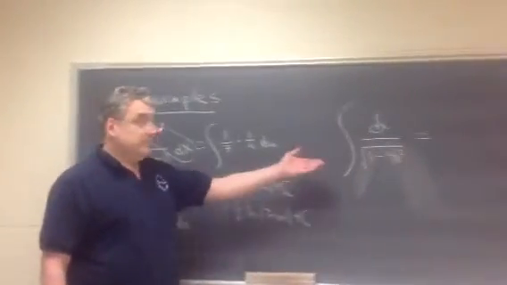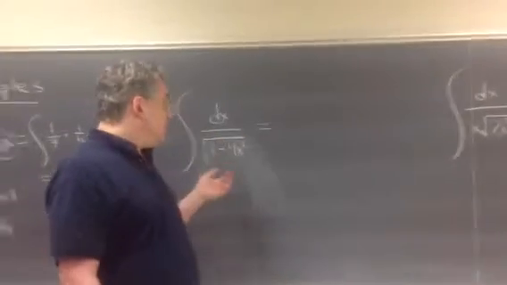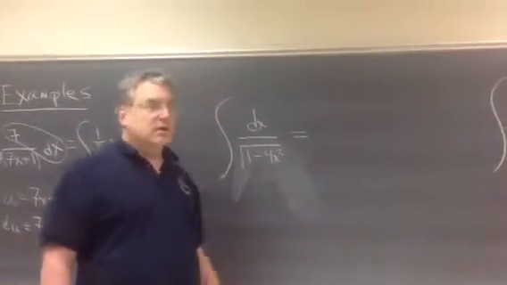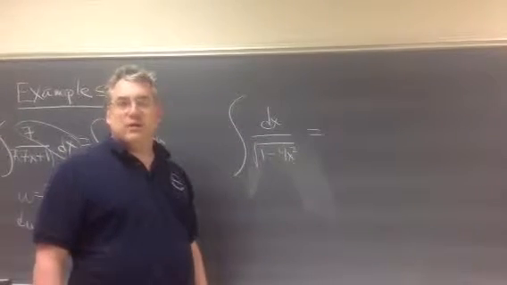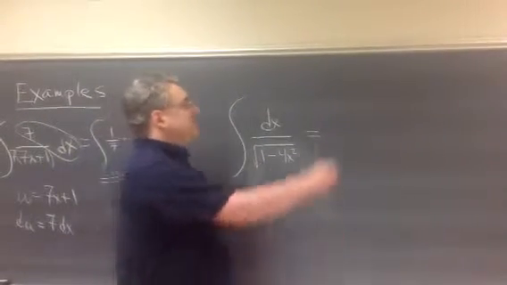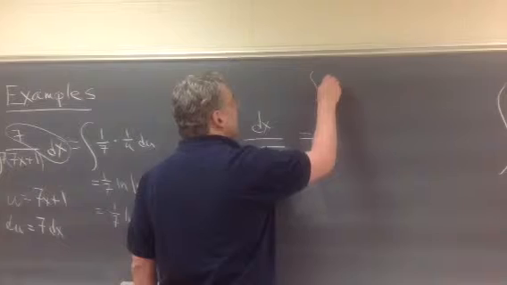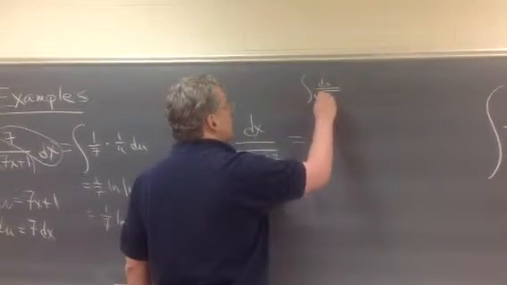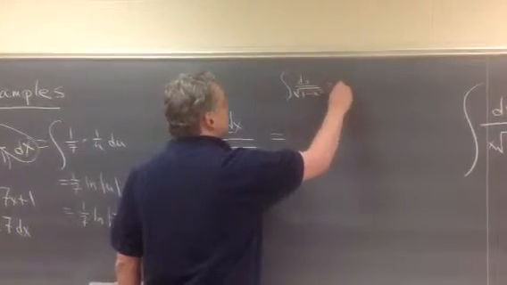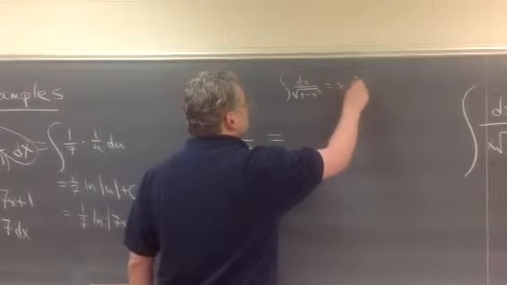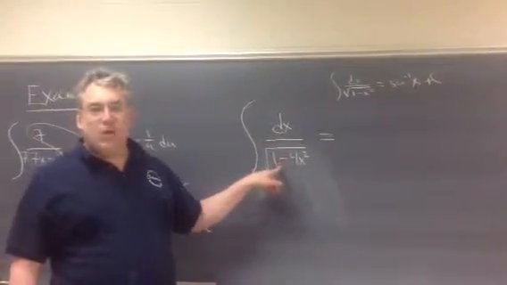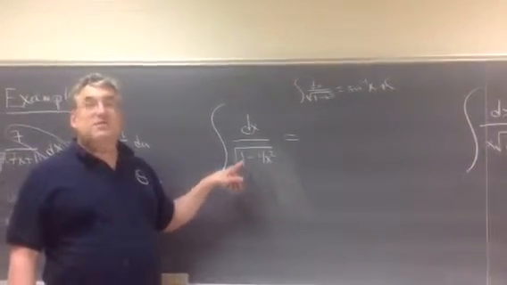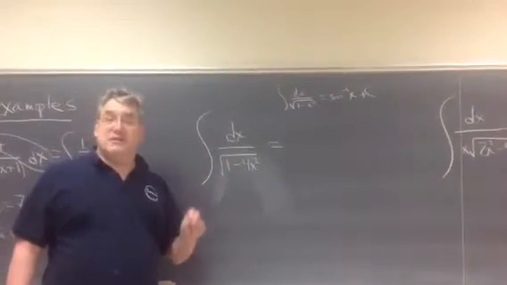Let's do another. Hopefully that one made sense. This one might make some sense too. On the bottom we have the square root of 1 minus 4x squared. Now if you think about this, there was one we had, 1 minus x squared. But this is not the same form. This is not 1 minus x squared. It's 1 minus 4x squared. And the numbers make a difference.